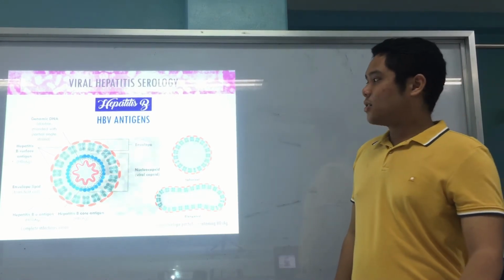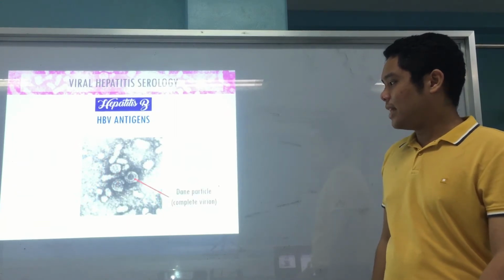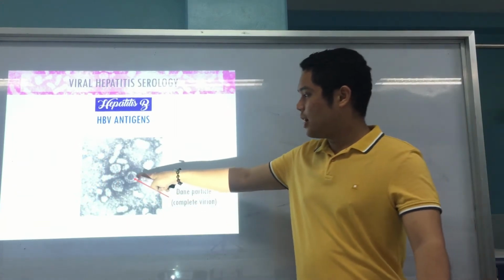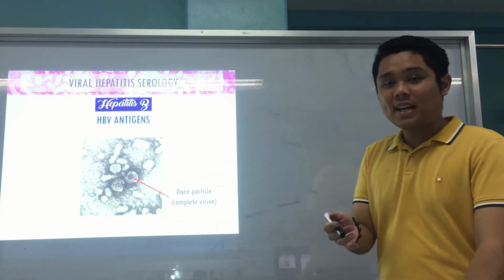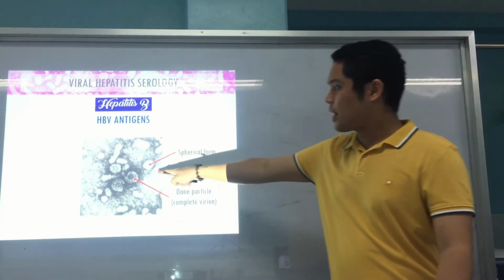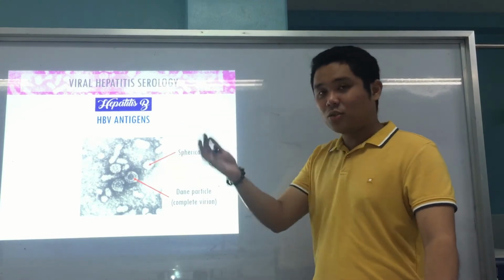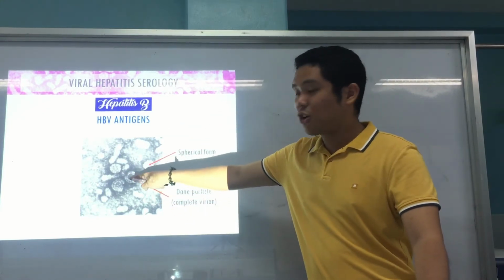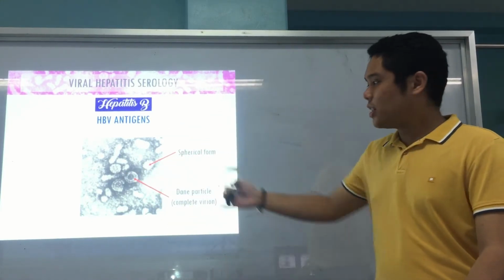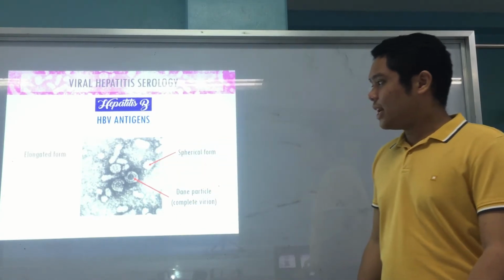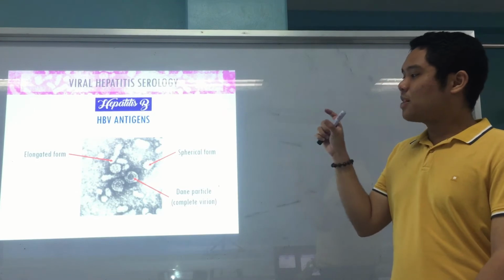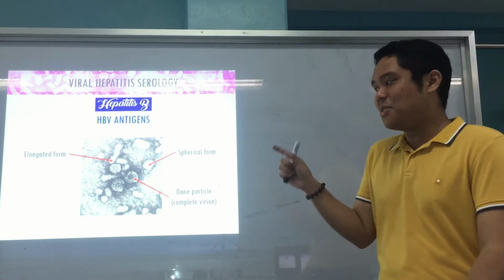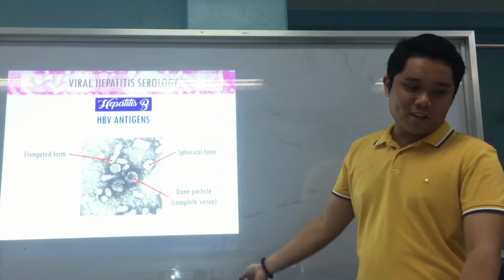Alright. So, here's an example, electron microscopy. Dane particles, you can see a complete virion with contents inside. You can see the inner part, that's the nucleocapsid. Whereas this one, the spherical form, is empty. You cannot see the inner circle, which is your nucleocapsid. So this is non-infectious, as well as your elongated form, non-infectious. It looks like a bacillus bacteria. But anyway, so this is electron microscopy.